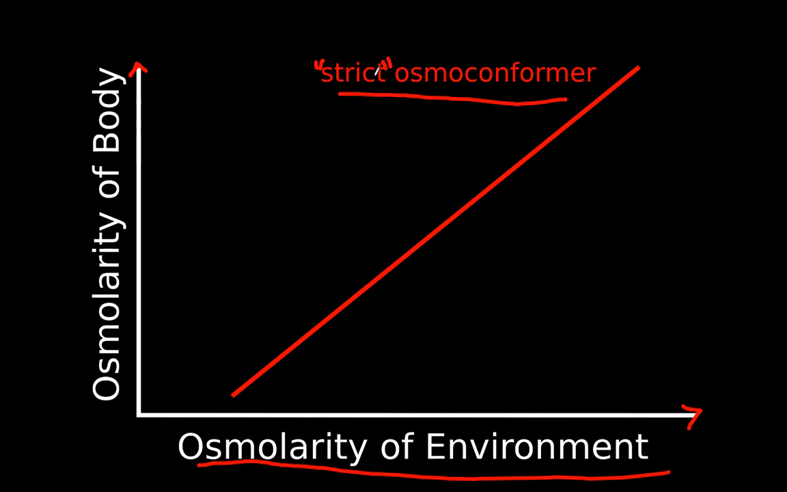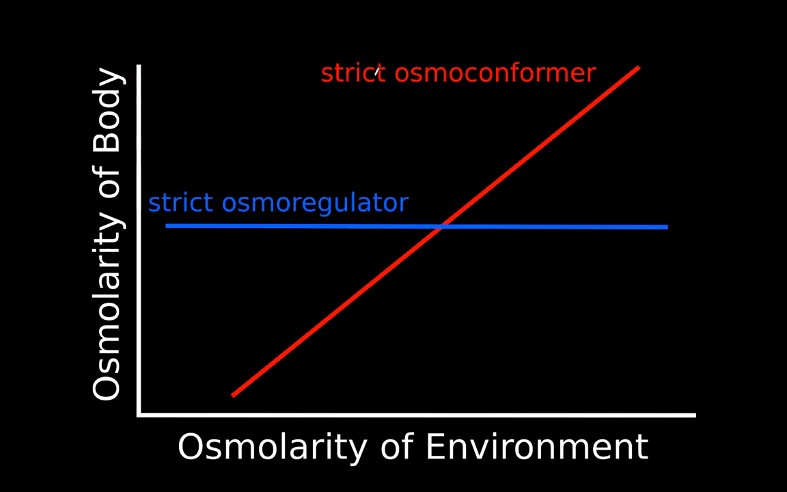It's a gradient, and so there's also what we call osmoregulators, that whatever you change osmolarity of the environment to, they're going to maintain a constant osmolarity of their body. So they're going to try to maintain a constant osmolarity of their body, whatever that is in their environment, despite how this might be changing in the environment. And if this is completely unchanged, we would call this a strict osmoregulator. Now again, just like a strict osmoconformer, there's not really anything that is completely strict at this.